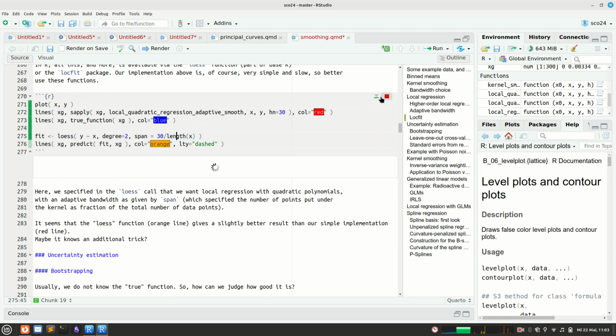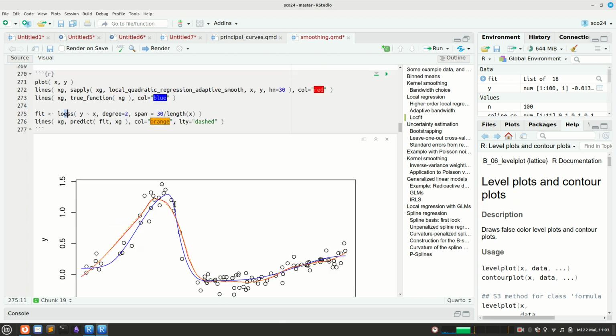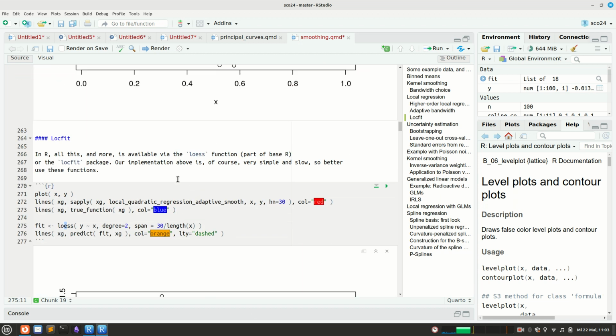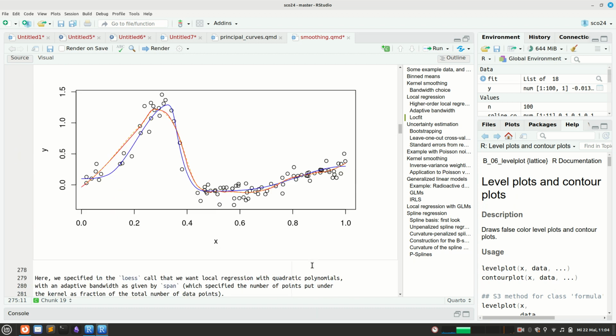And if I do this, I now get here the red line. That's the line which came out of my own quadratic regression function. The orange line is the one that the loess function from R does. So it seems the loess function does the same that I've manually programmed before, because the orange and the red line are on top of each other.